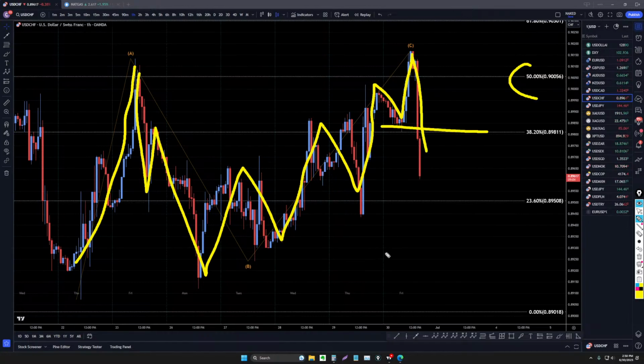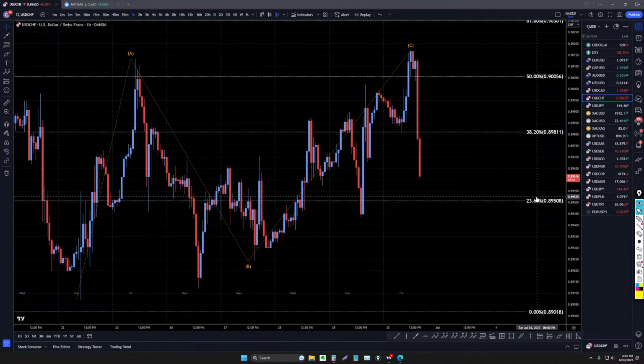Impulsive down, break of structure. This definitely looks like it ended a crescent, and it definitely looks like it's probably going to spend the next few weeks trending down, if not longer.